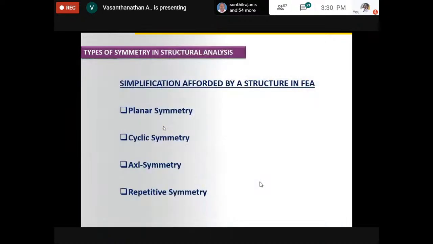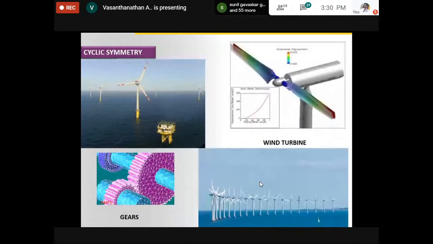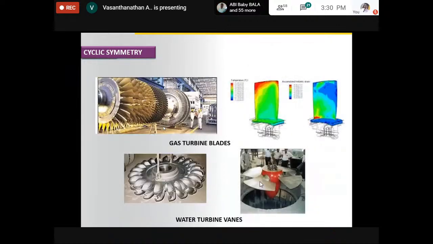Next comes cyclic symmetry. All the wind turbine blades come under cyclic symmetry. You have turbine blades in many types of prime movers. It may be a steam turbine, a wind turbine, or a gas turbine. You know the gas turbine. This is an example, a result of a gas turbine blade. You are seeing many blades arranged at some particular angle of difference. And even hydraulic turbines. So all these prime movers, if you want to model them in software, especially you have to think about CFD, correct?